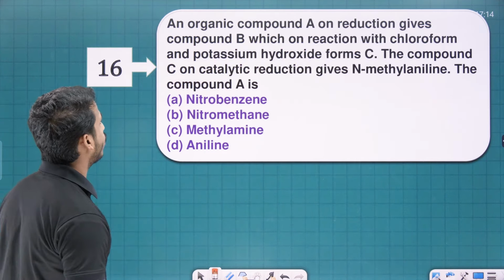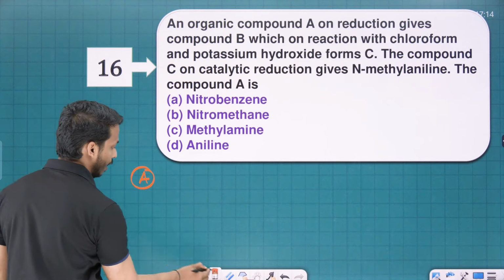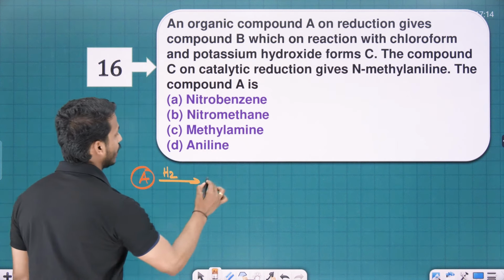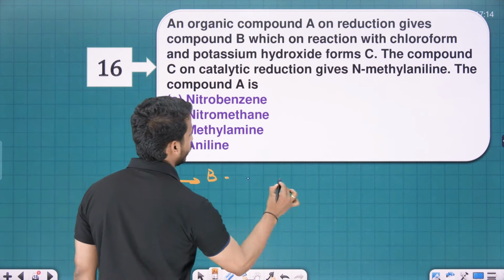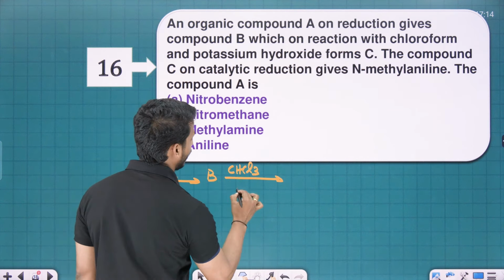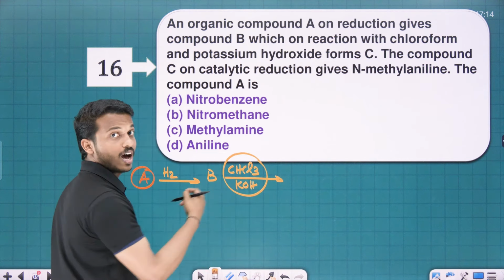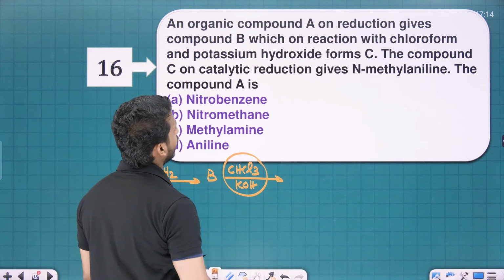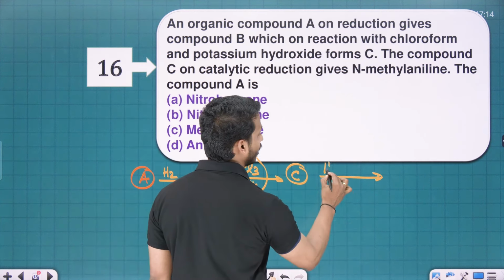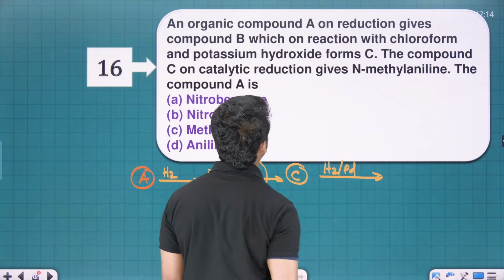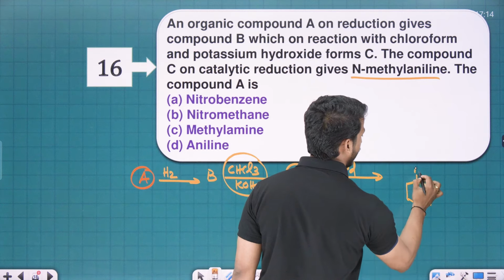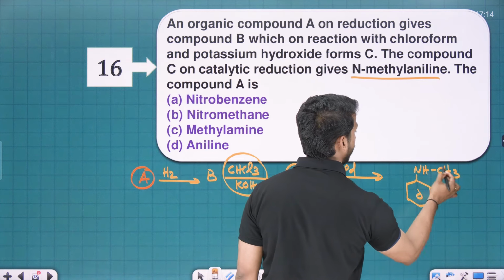Next one. An organic compound A on reduction, which means addition of hydrogen, gives a compound B, which on reaction with chloroform, CHCl3, and potassium hydroxide, what is this reaction? That is our carbylamine reaction, giving a compound C. The compound C on catalytic reduction, meaning hydrogen with palladium or nickel, gives N-methyl aniline. What is N-methyl aniline? Benzene with NHCH3.